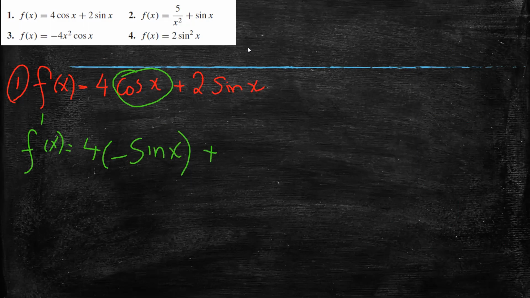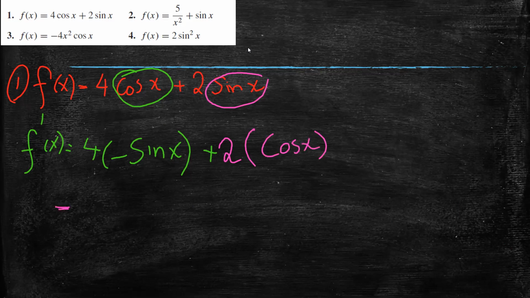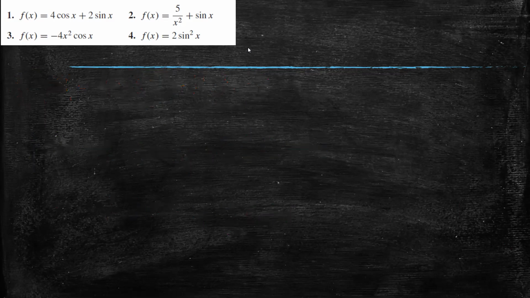Plus, now as we did, put the 2 outside. Then what is the derivative of sine? Cosine. So the final answer is negative 4 sine x plus 2 cosine x. This is f prime. Is it clear? Yes, teacher. Okay.